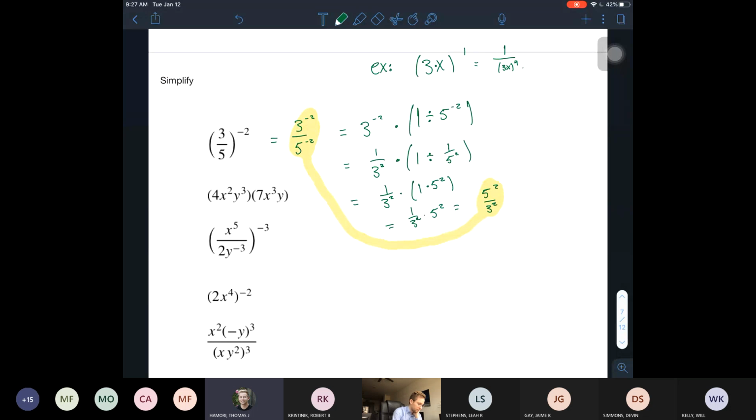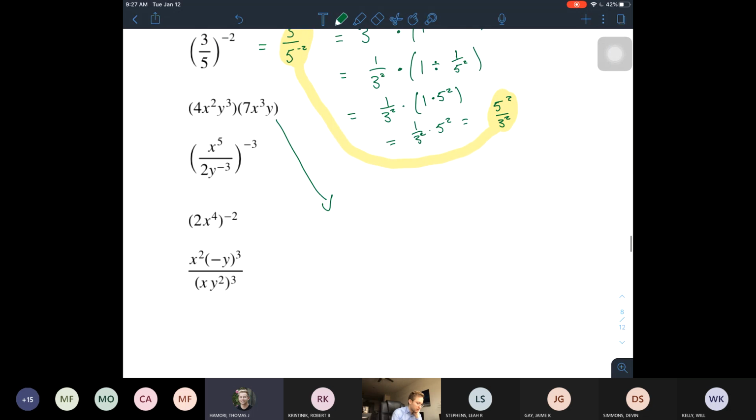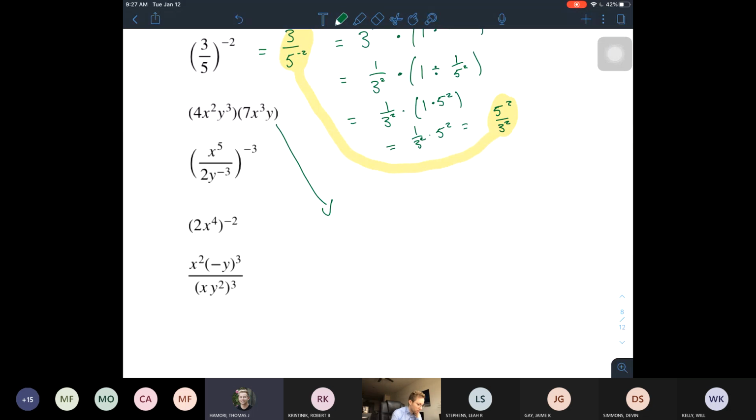We'll do the next one as well. So if we want to do 4x squared y cubed times 7x cubed y, well, we're just going to write it out. Again, I think a lot of people will know exactly what to do here, but let's be extra careful. We'll write this as 4 times x times x times y times y times y. And we'll multiply that times 7 times x times x times x times y.